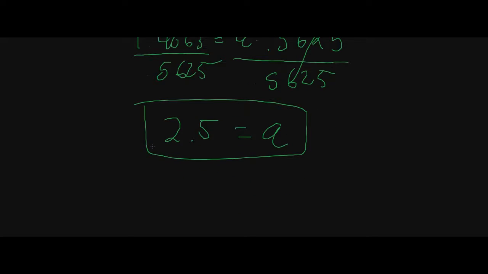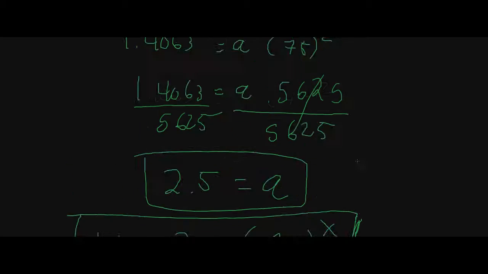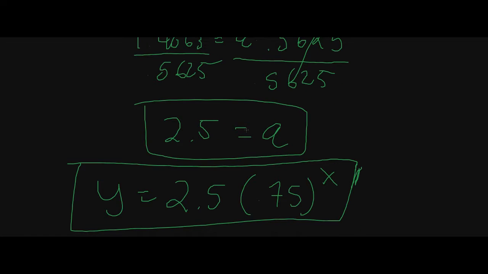There we go. Alright, well now my equation is going to be y is equal to 2.5 times 0.75 raised to the x. And this is going to be my equation. Alright, so the only tricky part in this problem was the fact that we didn't get our starting value and we had to find it. Hopefully this helps you understand how to create an exponential equation from the scenarios provided here.